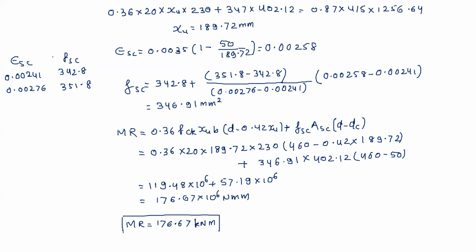So likewise, we have to find these values. Actually we have to check that xu should be less than 0.48 into 460, and therefore the section is under reinforced. This is important: the section is under reinforced. So likewise, we have to solve the problems. So now we will stop here only. Thank you.